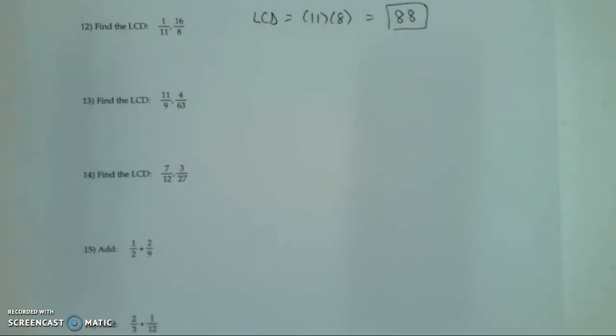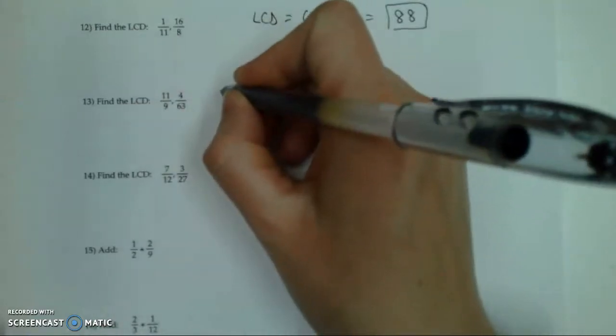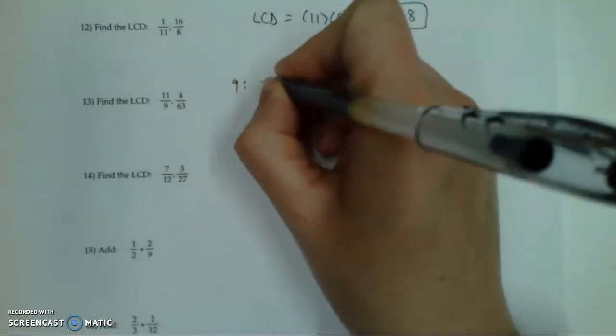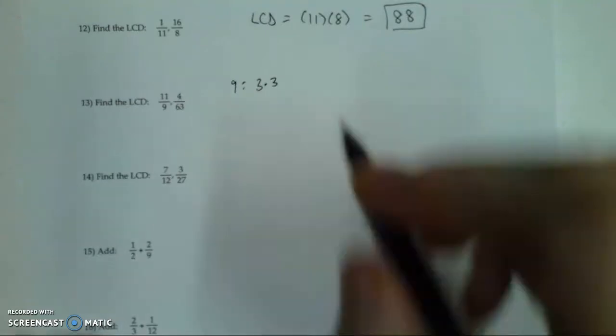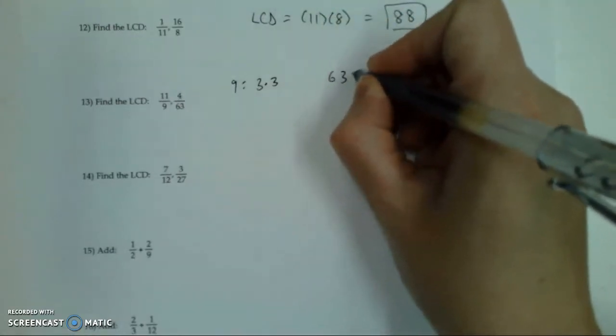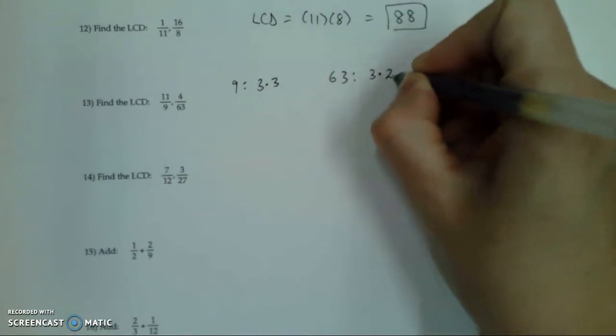What if they have something in common, though? So my next problem, 9 and 63, I'm pretty sure these have something in common. And let's see if we can rewrite them. 9, well, that's 3 times 3. 63, I'm pretty sure that's divisible by 3. I can use my calculator to check if I'm not sure. And it is. It's 3 times 21.